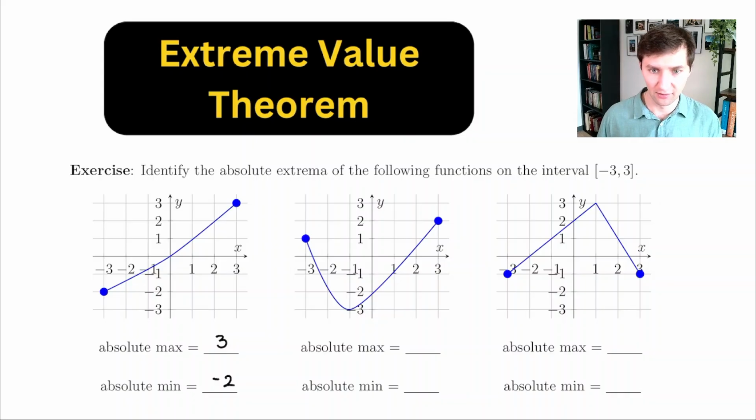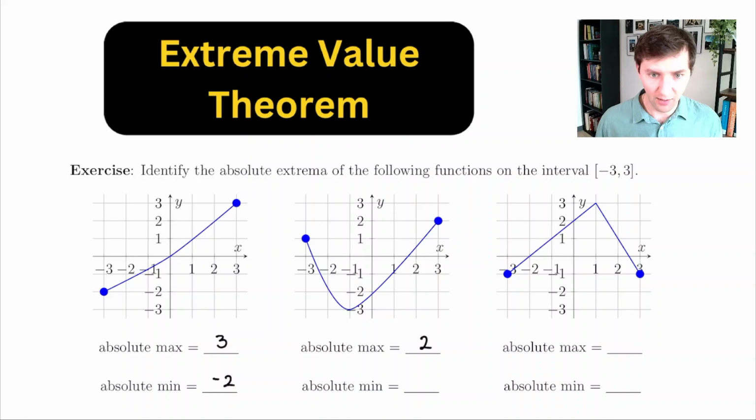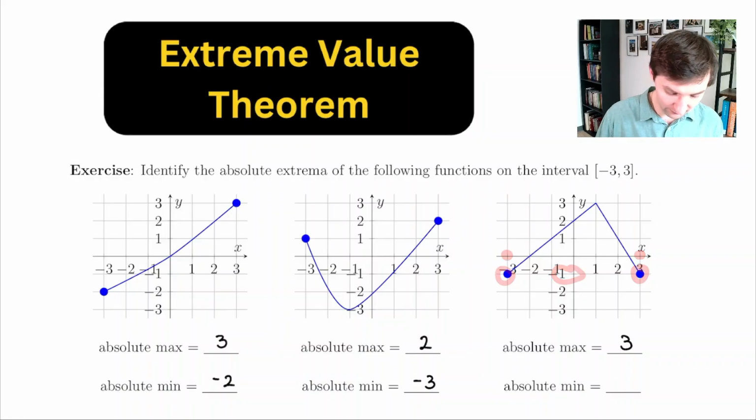In the second picture, absolute maximum occurs at 3 and equals 2. Absolute minimum occurs at -1 and equals -3. In the third picture, absolute maximum occurs at 1 and equals 3. Absolute minimum occurs in two different places. It occurs at -3 and at 3, and the value of that absolute minimum is -1.